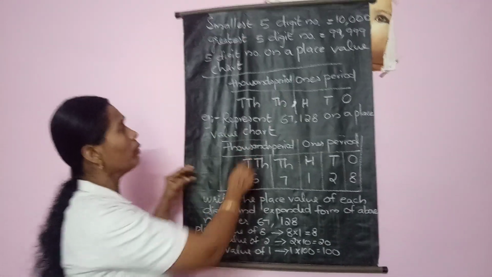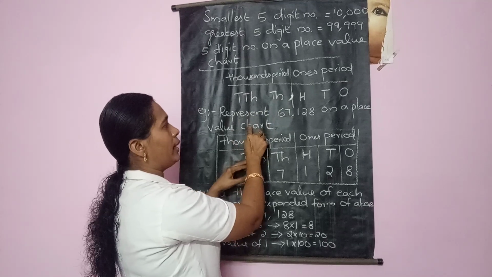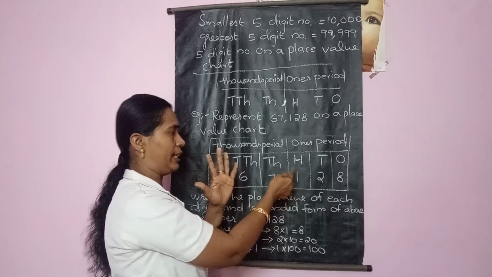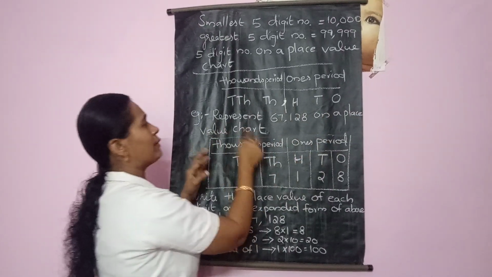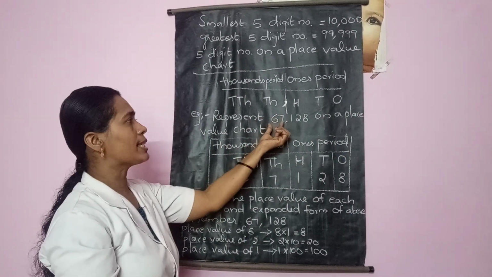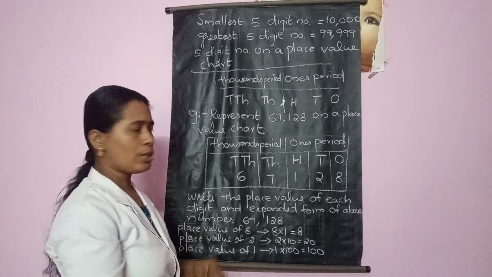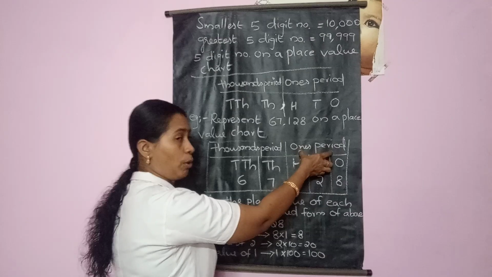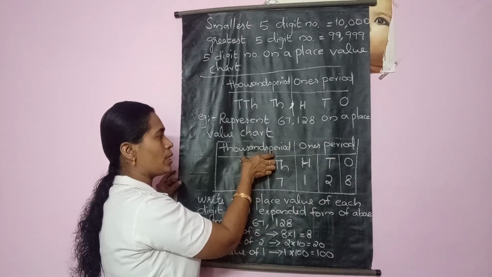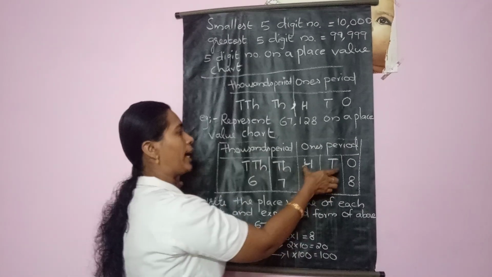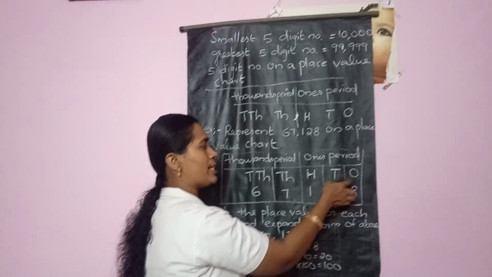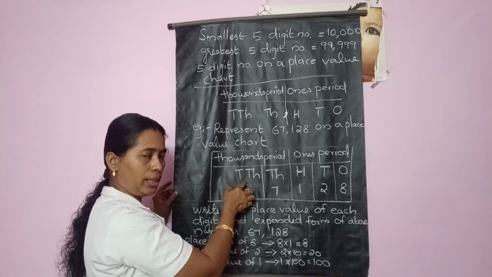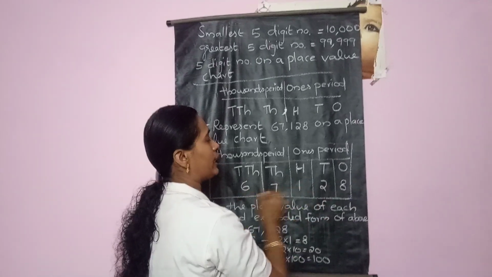Okay. Now they ask you, represent a number. This is teacher's selection. You can select any 5-digit number on a place value chart. Teacher has taken 67,128. So first of all, you make a table like this. First column consists of ones period. Second column consists of thousands period. Then you write which are the digits in this column, ones, tens, hundreds. Here in this column, 1,000 and 10,000.